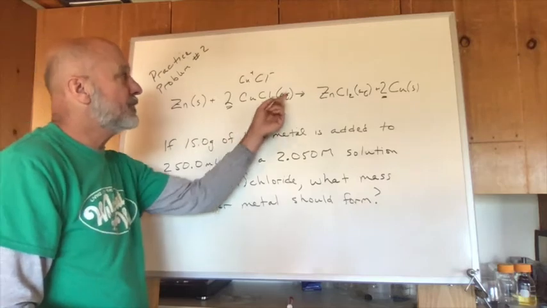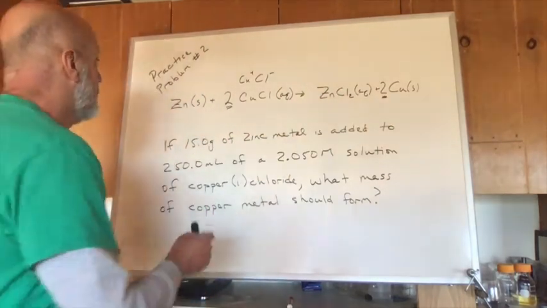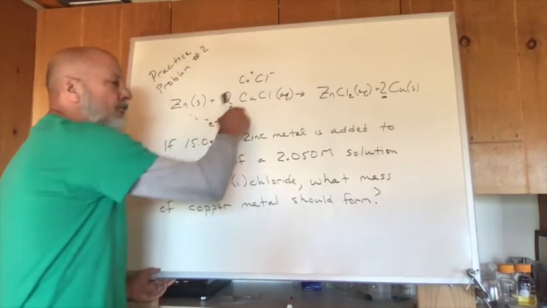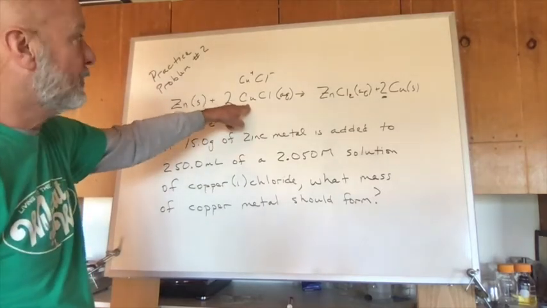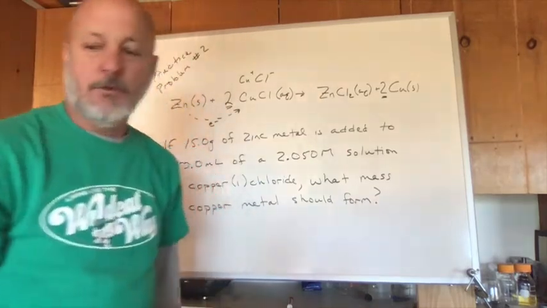Copper was in solution, and it is now the solid neutral metal. That occurred because electrons were transferred from the zinc to the copper ions. Zinc gave up 2 electrons. Each copper only took 1. Hence the stoichiometry of this: 1, 2, 1, 2.